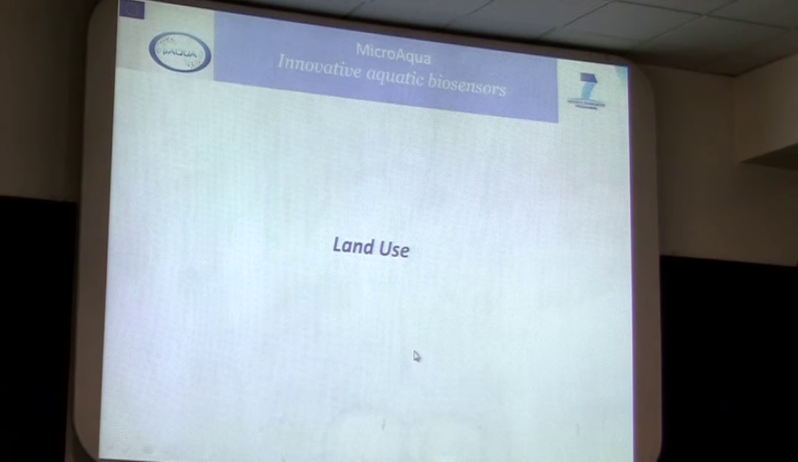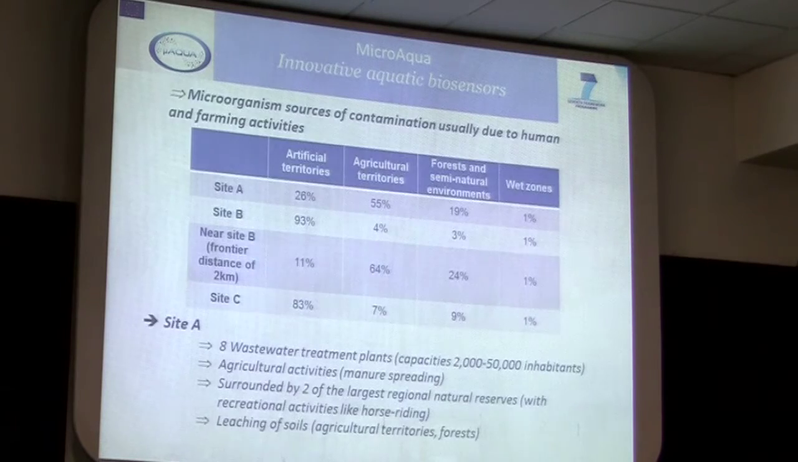Land use data were also collected to try to identify the pollution sources and to interpret the behavior of the different microorganisms. In bibliographic studies, the most probable source of contamination is due to human and farming activity, and this observation is confirmed for site A, for example.